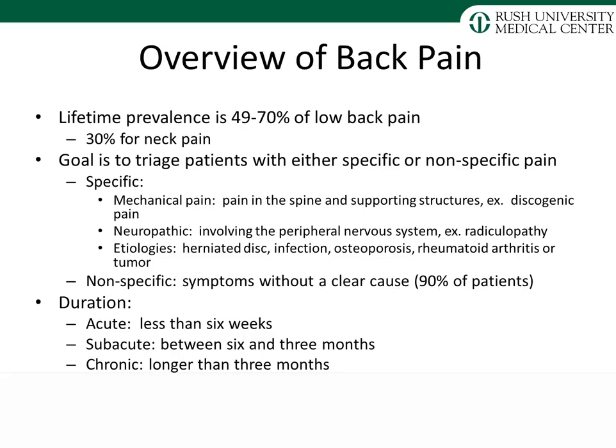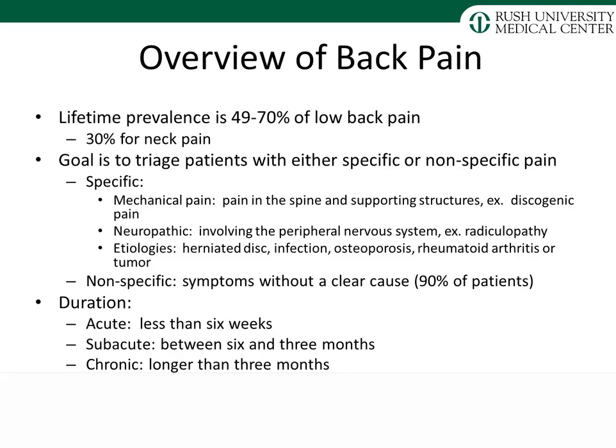So non-specific symptoms are going to be more common, and these are symptoms that don't have a clear cause, and this will be the case in about 90% of patients. Specific causes can be broken down into a couple of categories. Mechanical pain is pain that is located in the spine and supporting structures, such as pain that is coming from a disc problem or discogenic pain.